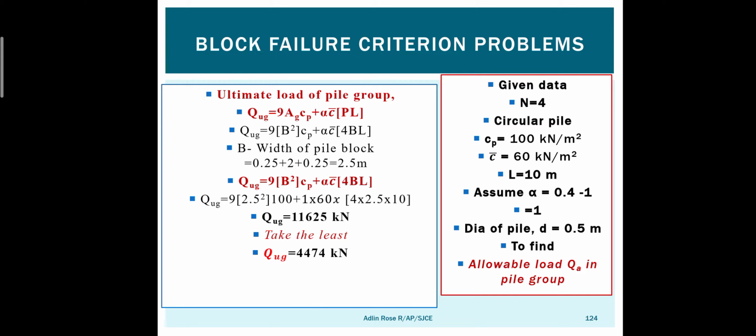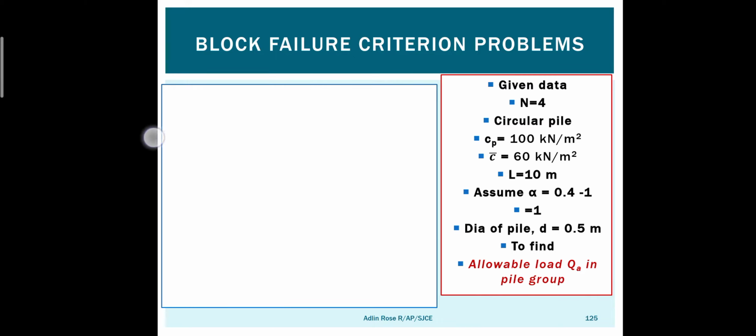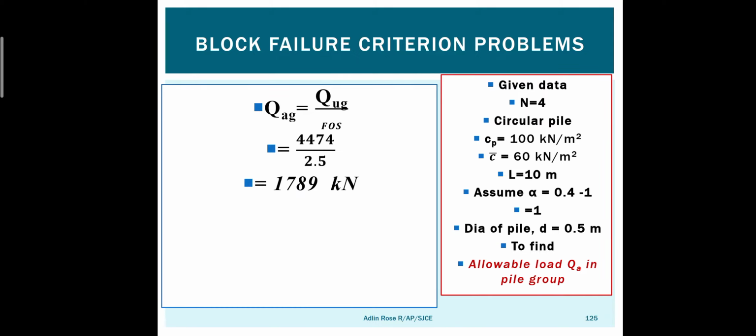Now you need the allowable load capacity. So allowable load is equal to Qug by factor of safety. We always assume a factor of safety of 2.5 to 3, so you can take 2.5. So you get the answer as 1789 kilonewton. So this is one type of problem, just finding the allowable load or ultimate load of the pile group capacity.